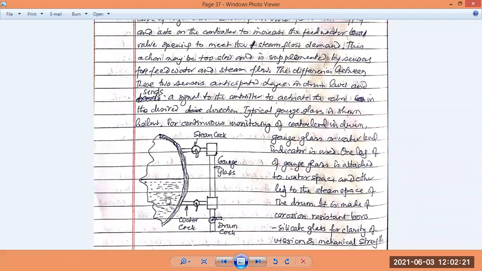So somewhere here and somewhere here, those indicators are there, steam indicators as well as the gauge glass unit, with the water space included. It is made of corrosion resistant borosilicate glass for good vision and mechanical strength.